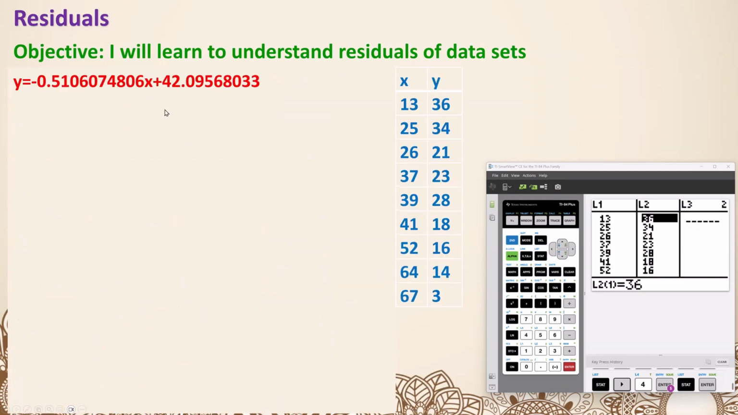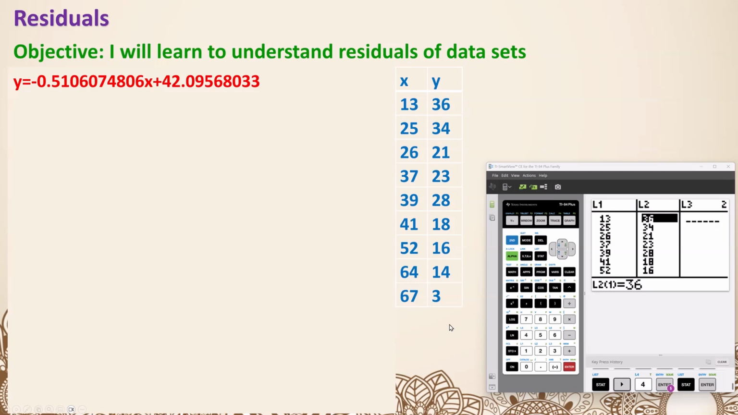Here's the equation that we're going to be using: y equals negative 0.5106074806 x plus 42.09568033. These are the A and B values we got from the line of best fit. And you do need to make sure you actually get the line of best fit before you move on. Otherwise, in a later step, you won't have something in the calculator.